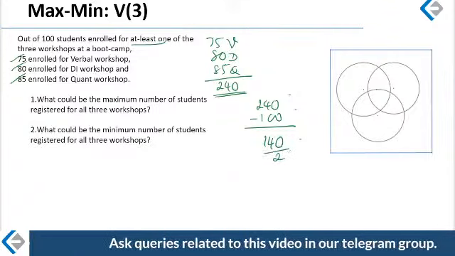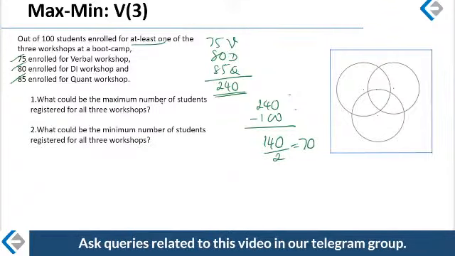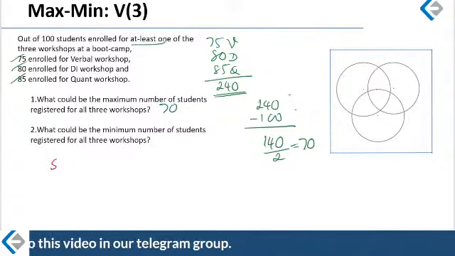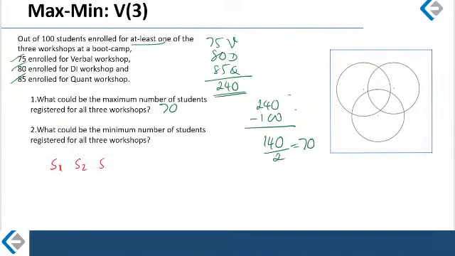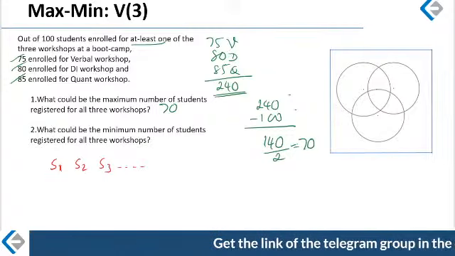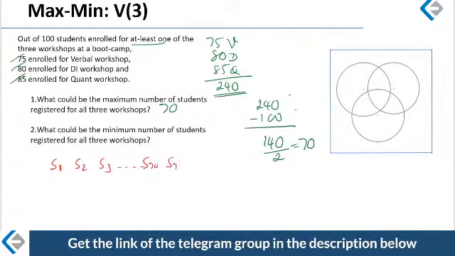Give two more to the kids. Therefore the answer becomes 70. Give two more, because you have already given one. If you have not got it, let me explain. There is S1, S2, S3, and like this, there is S70, S71. Likewise, there are 100 kids, let's assume.